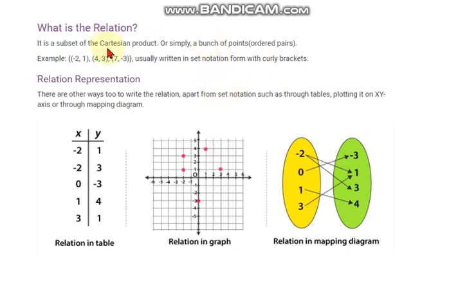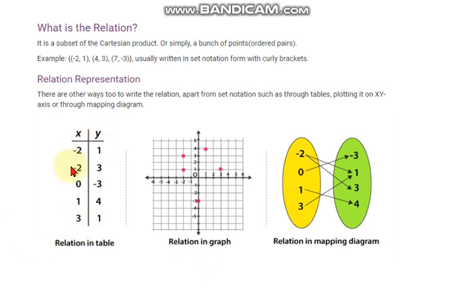Now how can we represent relations? There are plenty of methods to represent relations. First, here is x and here I have written the value of y. So this is the tabular form. When x is -2, y is 1. When x is -2, y is 3. When x is 0, y is -3. When x is 1, y is 4. Here we have x as 3 and y as 1.